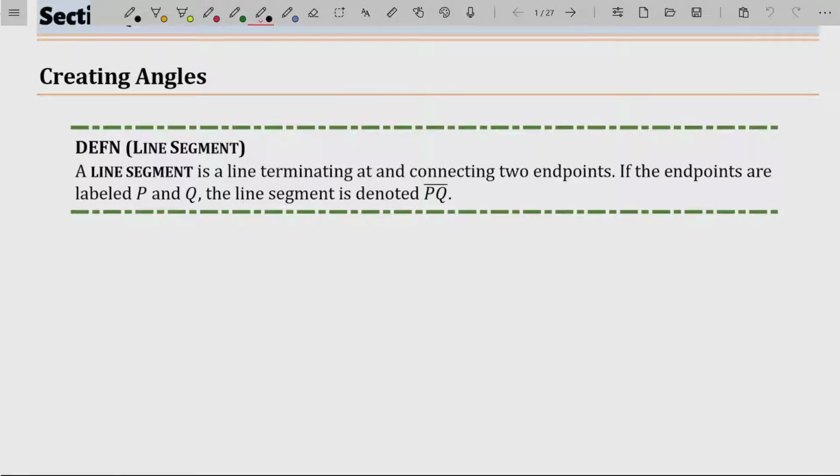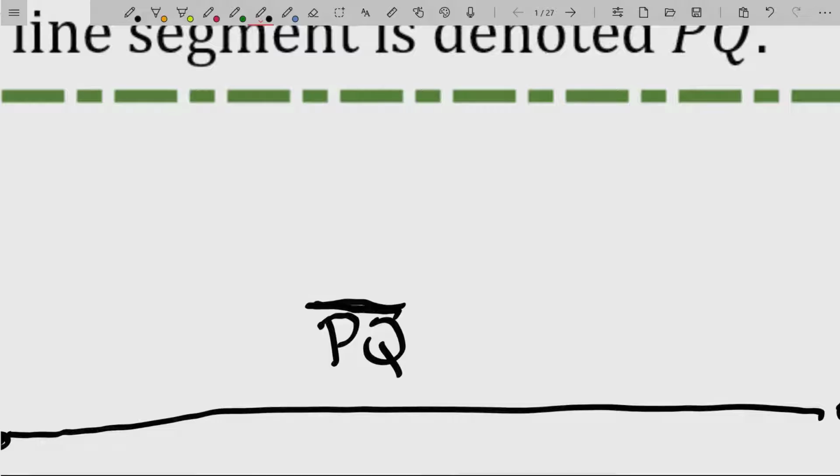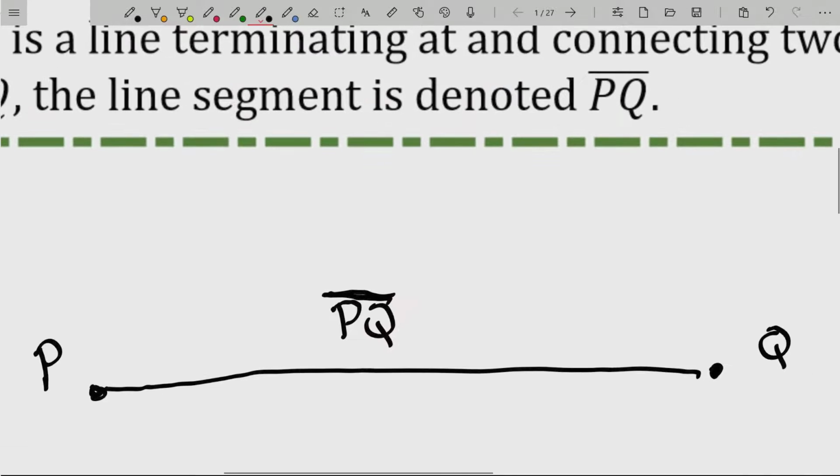A line segment is just a line terminating at and connecting two endpoints. If the endpoints are labeled P and Q, like this, then the line segment is denoted PQ with an overbar. So this line segment right here would be denoted PQ with an overbar. Some people use that PQ overbar to denote the length of PQ as well. It's not technically correct to do that, but it is forgivable because some people do it. That's just how it is.